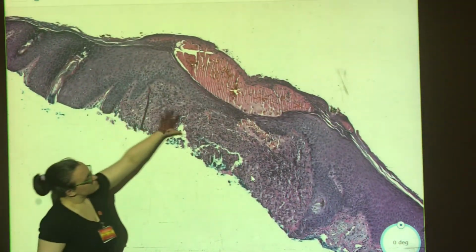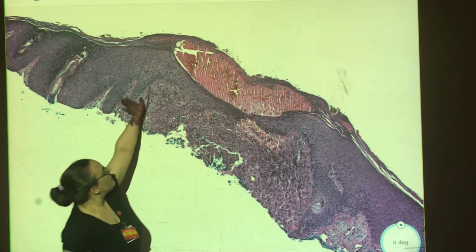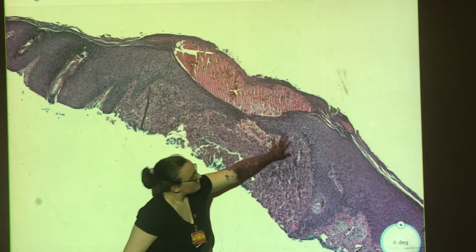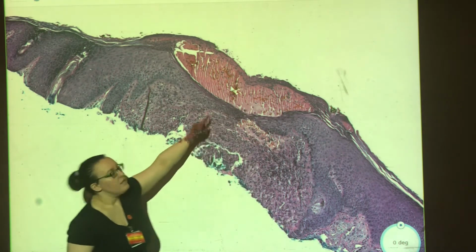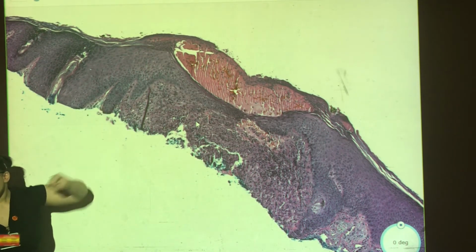So here's your lesion, right? And what you notice is you have epidermis hugging it, okay? So this is what's known as the collarette, an epidermal collarette, where it kind of goes around the lesion. And that's very common to see with this.